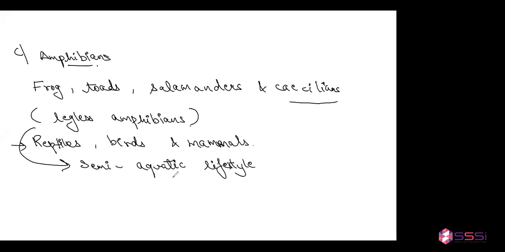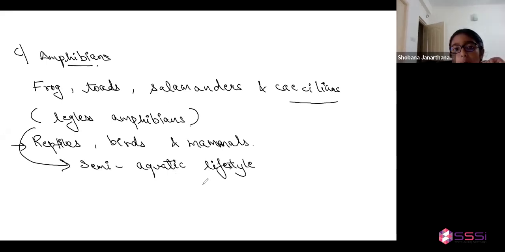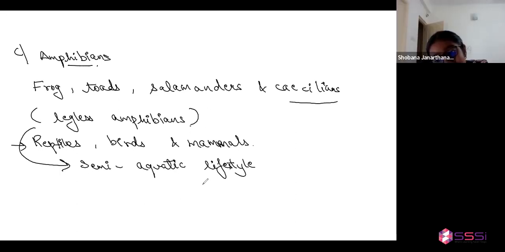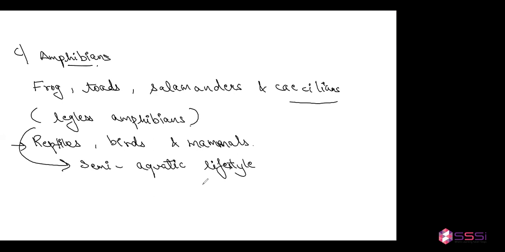So they have the semi-aquatic lifestyle. Amphibians are those that can live in water and outside water also, right? So they must stay near bodies of water to maintain the moisture of their skin and to lay eggs. So their reason to stay near water is this. And today they are among the most endangered animals in the world.